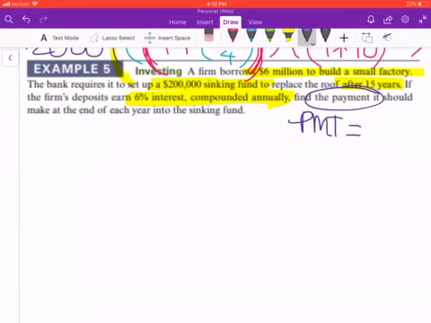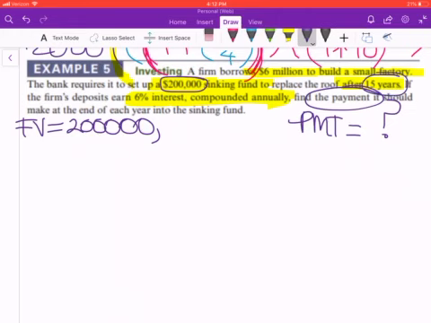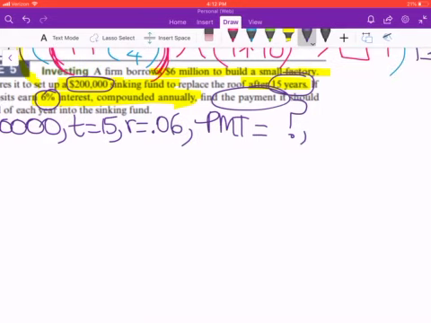So we're not looking for the future value, we're actually looking for the payment. The future value is going to be what the bank wants the firm to have after 15 years so they can afford to replace the roof. So that will be the future value, $200,000. We also have the time, which will be 15. The interest rate will be 0.06. We're looking for the payment. And here m is 1 because it is compounded annually.